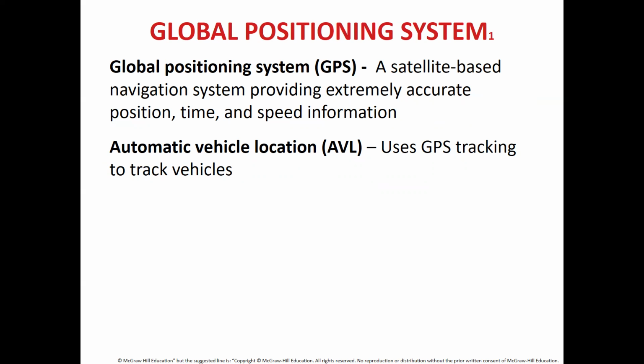A SIM card is inside the GPS device, so it needs to be activated. Once it's activated through the use of an app on your mobile phone, you can always go and see where your vehicle is, what speed it is running at, and so much other information. Automatic vehicle location uses GPS tracking to track vehicles. So this is the device that I was talking about. Now GPS is basically the satellite technology. So a GPS device is called an automatic vehicle location based device.